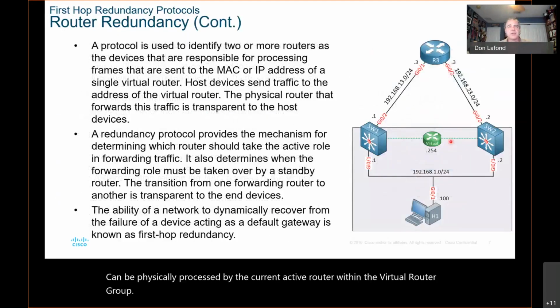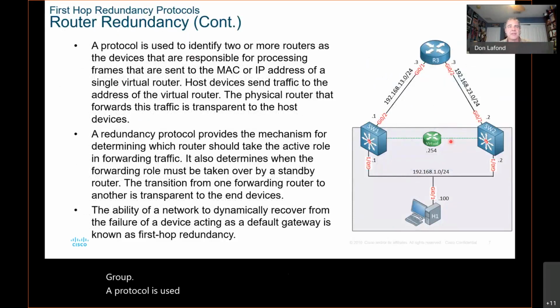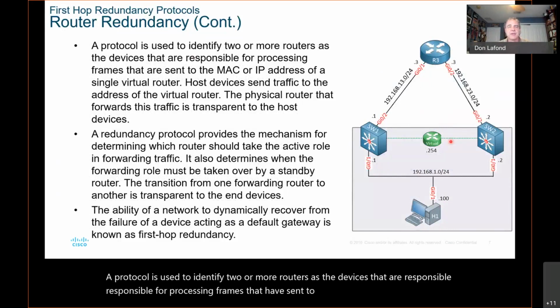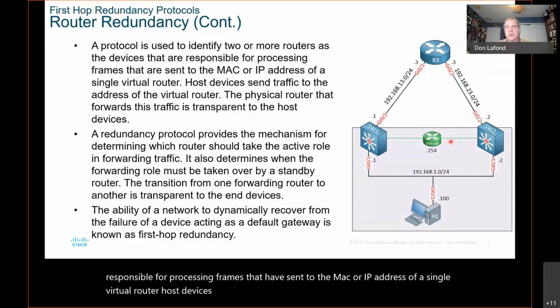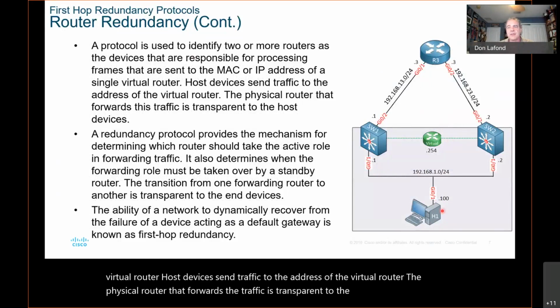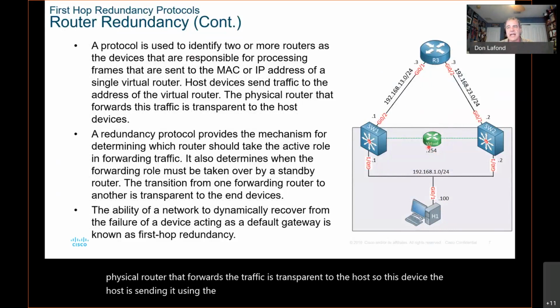A protocol is used to identify two or more routers as the devices that are responsible for processing frames that are sent to the MAC or IP address of a single virtual router. Host devices send traffic to the address of the virtual router. The physical router that forwards the traffic is transparent to the host. So the host is sending traffic using the virtual information, and it doesn't even know that there are other routers in the middle. They're transparent.